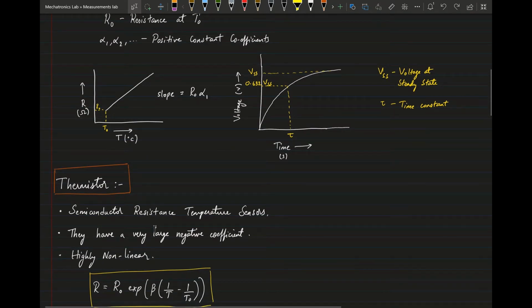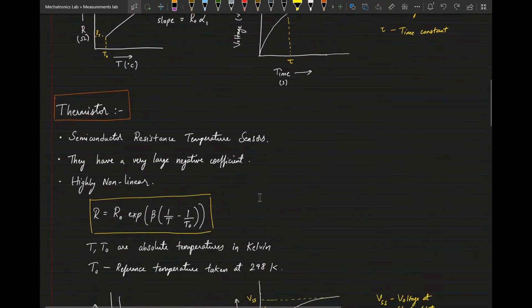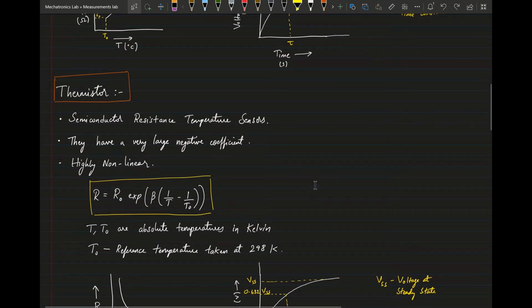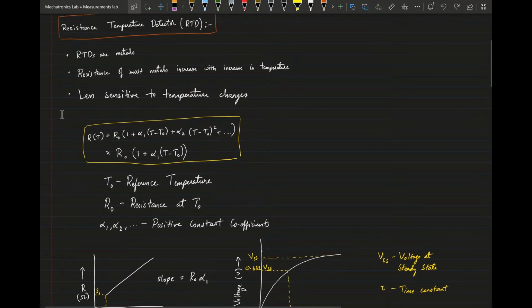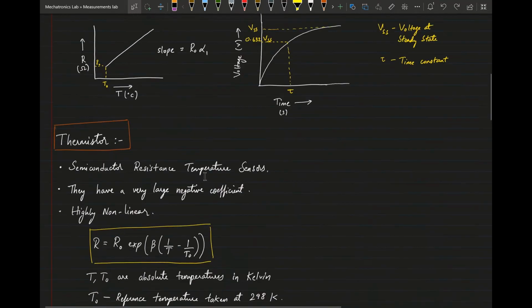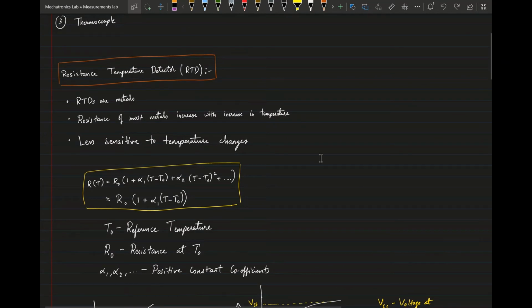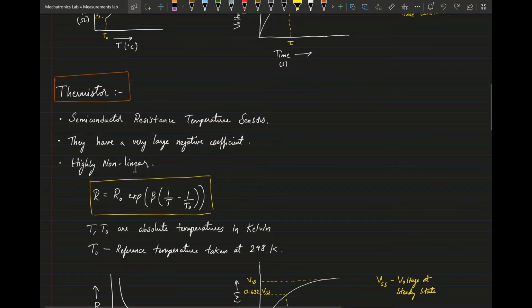The second one is the thermistor. The thermistor is similar to the RTD because we use resistance to detect the temperature, but instead of using a metal, we use a semiconductor. The difference between the RTD and the thermistor is that the RTD is less sensitive to temperature changes, and the thermistor is more sensitive than the RTD because it's a semiconductor, so it has a very large negative coefficient and it's highly nonlinear.